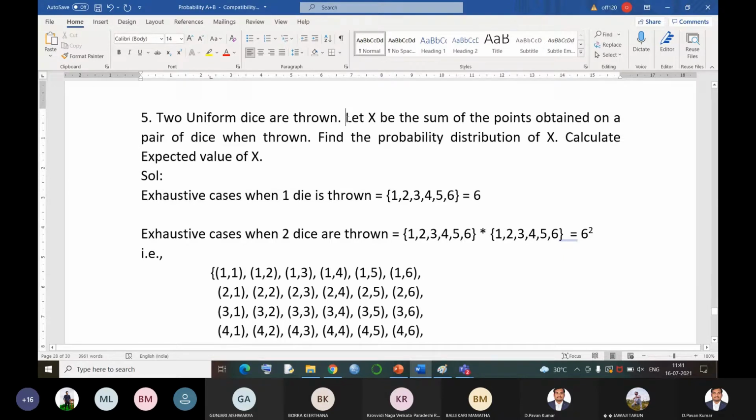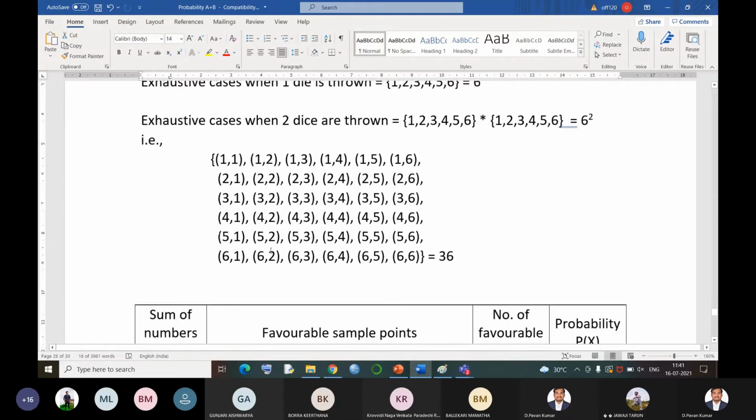Let x be the sum of the points obtained on the pair of dice when thrown. See now what they are asking us to find out. Now x is the outcome of the sum of the points. What is the sum for the first one? It is 1,1, so the sum is 2. So the first sum starts from 2. Next one is 1,2. The sum is 3. As well, 1,2 and 2,1 give us the same answer, sum equal to 3.